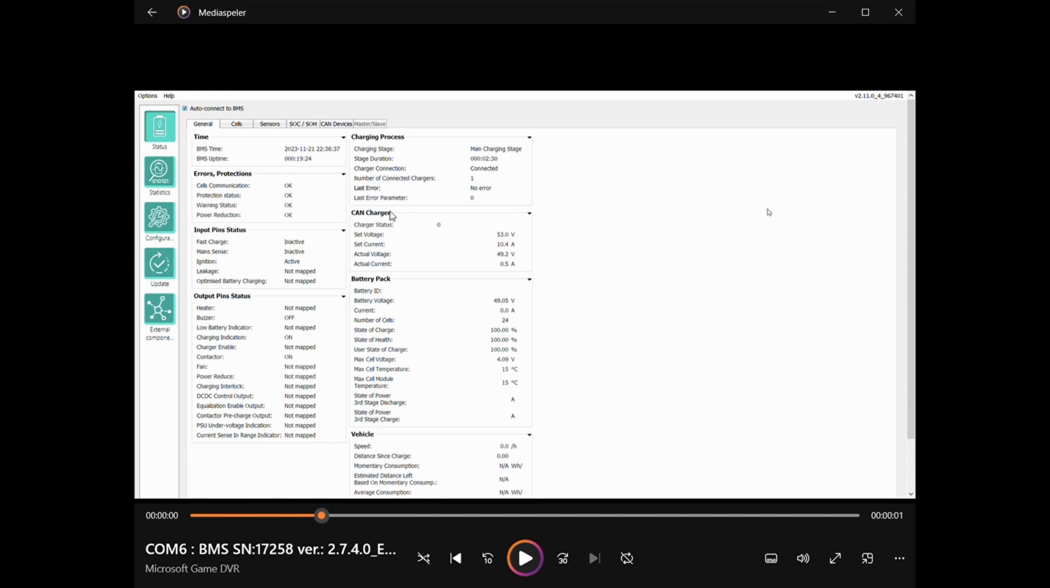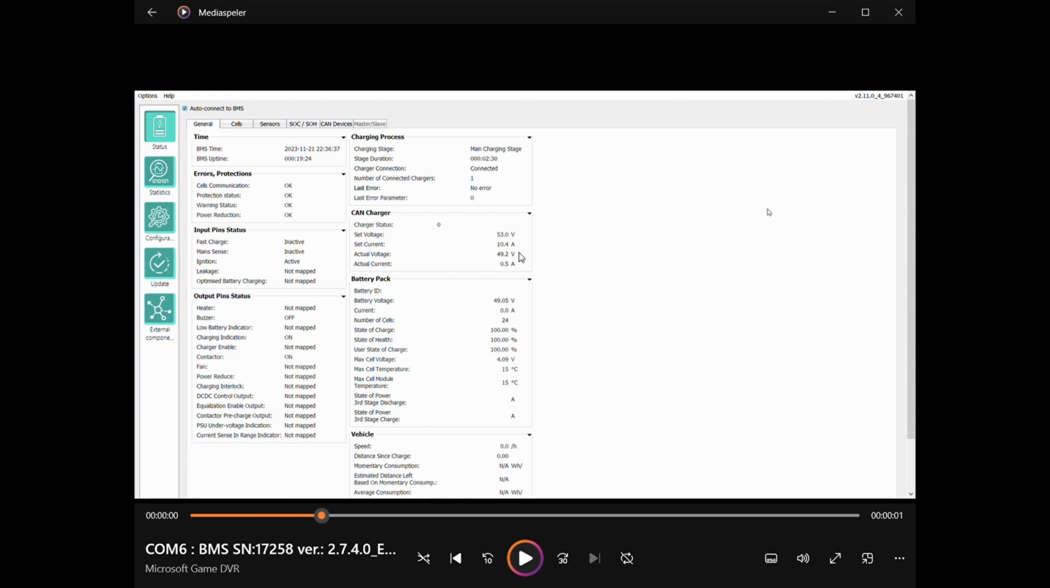So now we've verified the CAN speed and the communication wire, we do have correct communication to the charger. If you look at the CAN charger section now, you see some values here that are important to understand. So first of all, the set voltage and the set current are the voltages and the currents that are requested by the BMS and are sent to the charger. The actual voltage and the actual current are the values that the charger answers in return to the BMS system. So what you will see here now is that the BMS requests a voltage of 53 volts, a current of 10 amp, and the charger answers that its voltage is 49.2 and that it is charging with 0.5 amp.